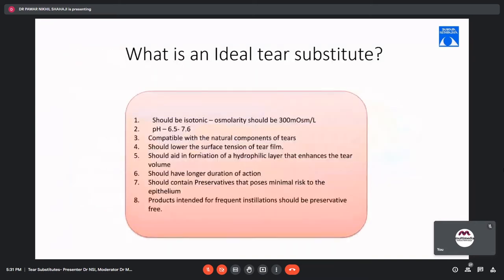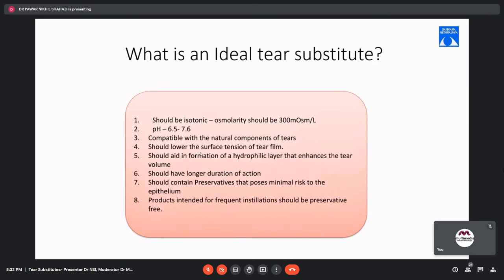Yes, go ahead. So what is an ideal tear substitute? It should be isotonic, osmolality should be 300 milliosmoles per liter, pH should be between 6.5 to 7.6, compatible with the natural components of tears, should lower the surface tension of tear film, should aid in formation of a hydrophilic layer that enhances the tear volume, should have longer duration of action, should contain preservatives that pose minimal risk to the epithelium. Products intended for frequent instillation should be preservative free.